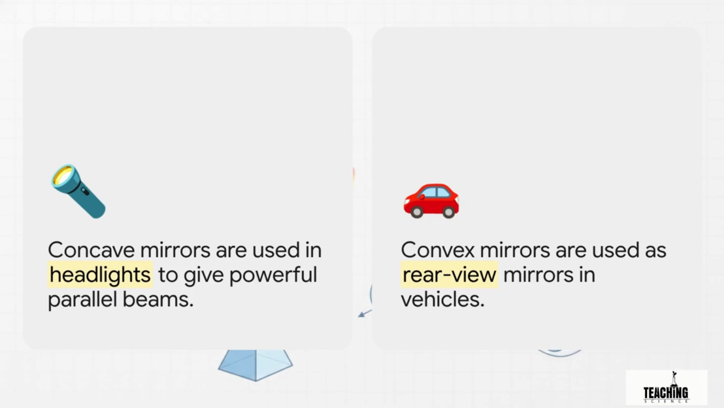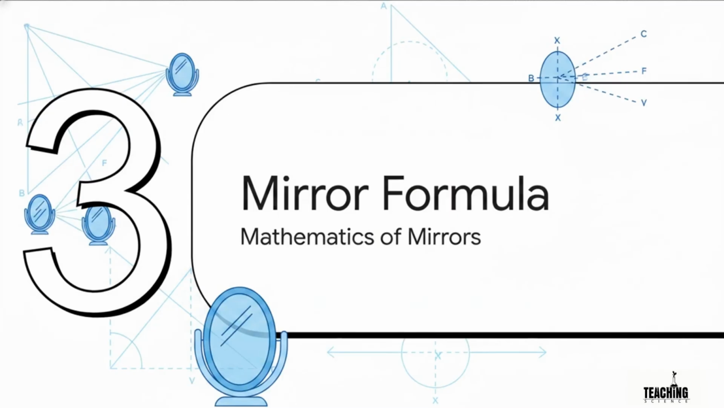Concave mirrors are also used in torches and car headlights to shoot out powerful parallel beams of light. On the flip side, can you guess why cars use convex mirrors for their side rearview mirrors? It's because convex mirrors always form an erect or upright image that is diminished, meaning smaller. This gives the driver a much wider field of view to see all the traffic behind them safely. Pretty smart, right?